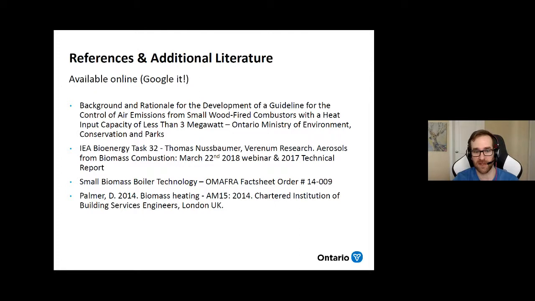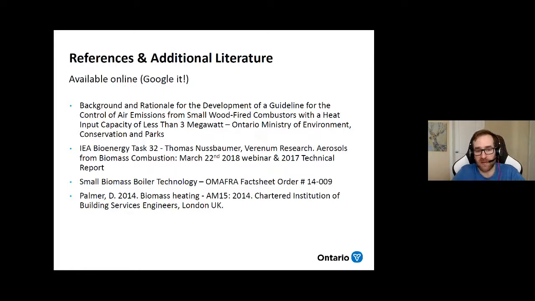The link to the guidance document is the first reference that we have on top there, for small wood fired combustors. And if you do want to access the webinar, you can Google it. You can also access the technical report from IEA, the International Energy Agency, for Task 32. You can also Google my fact sheet that has a lot of the pictures and points that we mentioned.